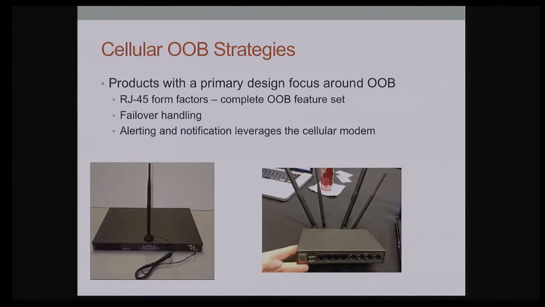You can recognize a purpose-built embedded cellular out-of-band management device primarily around the form factors. It'll have higher port densities. It might be RJ45. And there's also a related feature set in the firmware for handling the failover and also the notification.